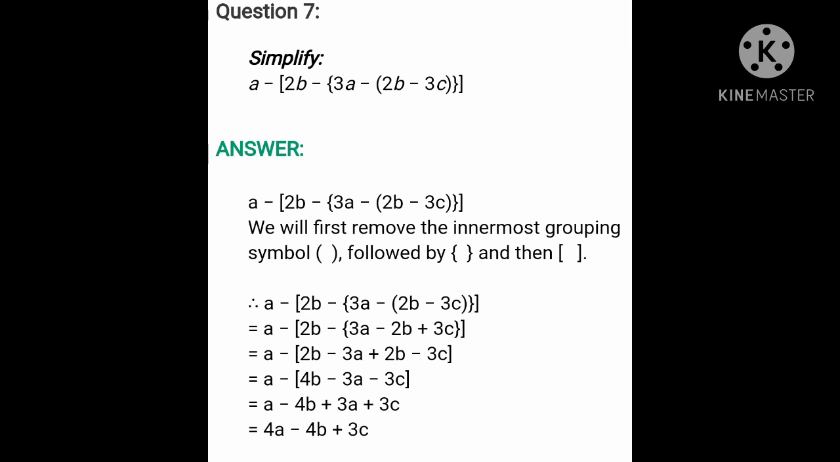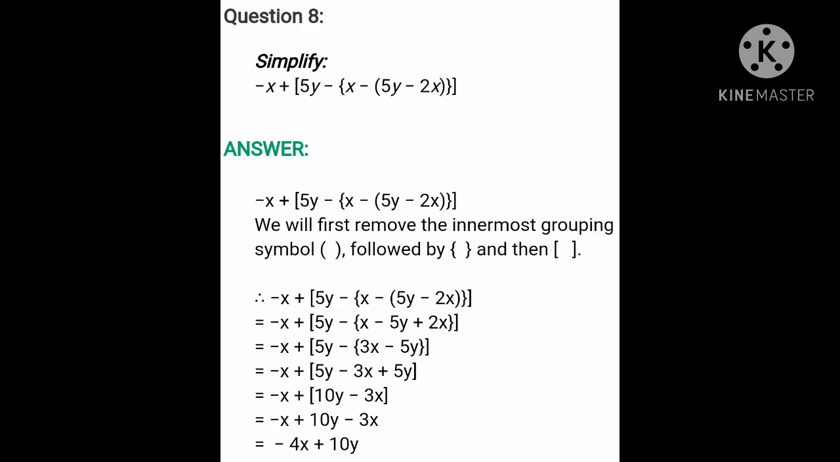So it will become minus 3c, square bracket closed. In the next step, now 2b plus 2b is 4b. Right. So 4b minus 3a minus 3c. Now we are removing the square bracket or the big bracket. So it becomes a minus 4b plus 3a plus 3c. Now the answer will be a plus 3a is 4a. So 4a minus 4b plus 3c.